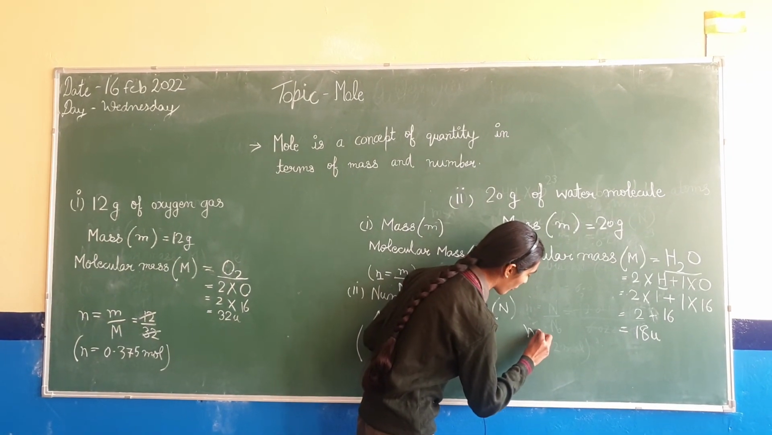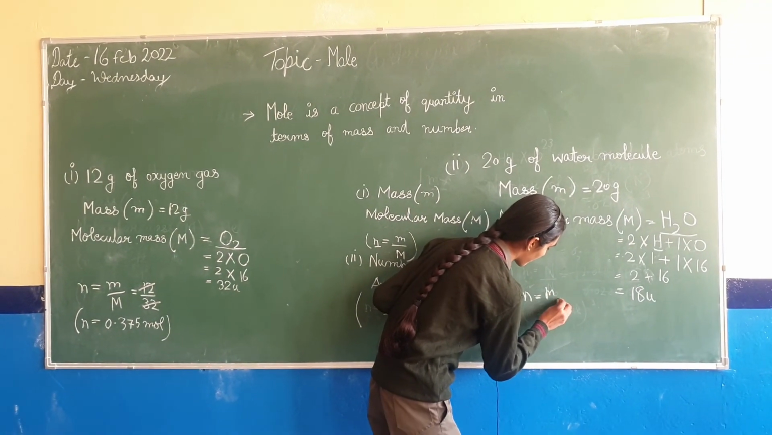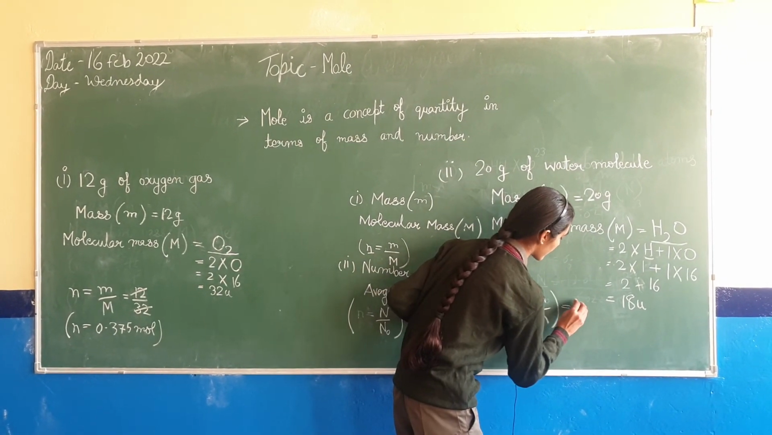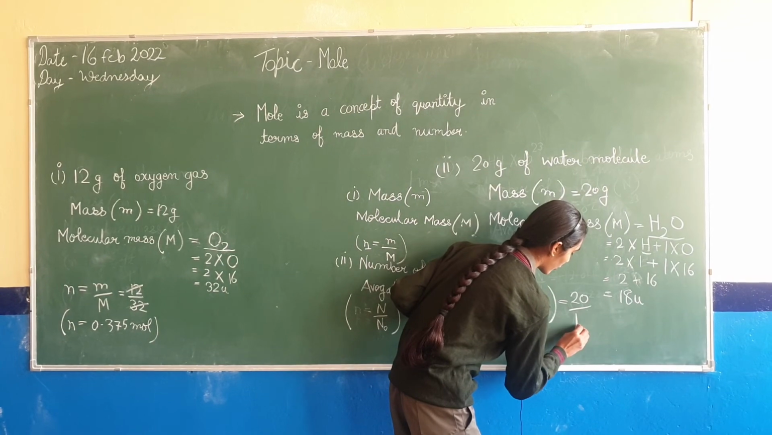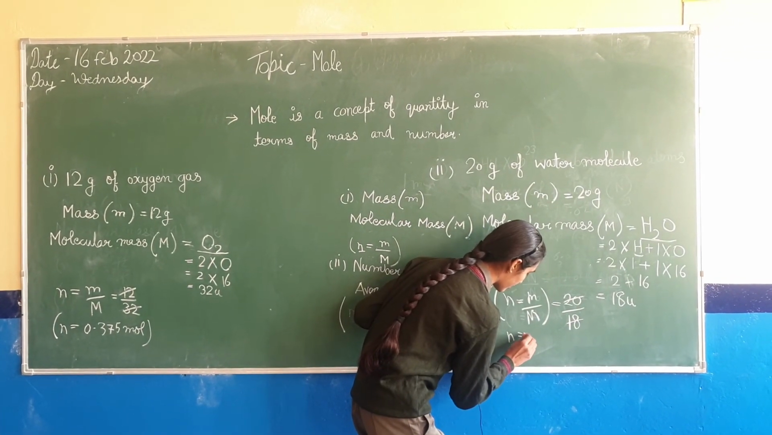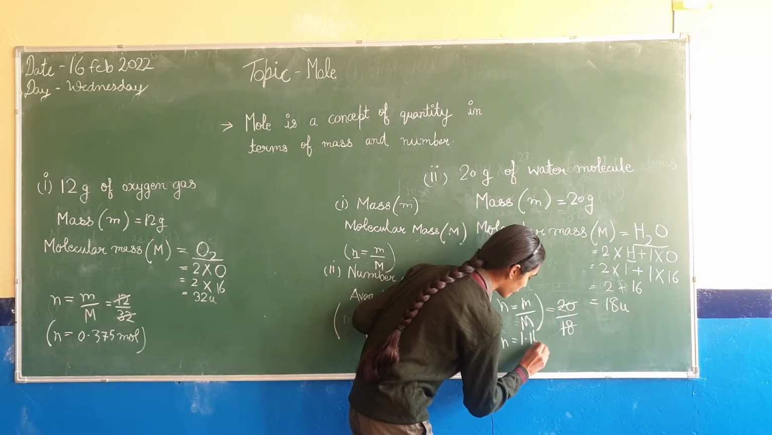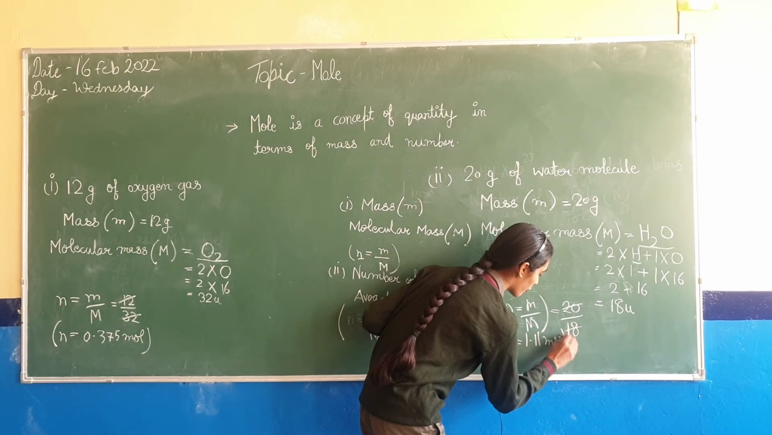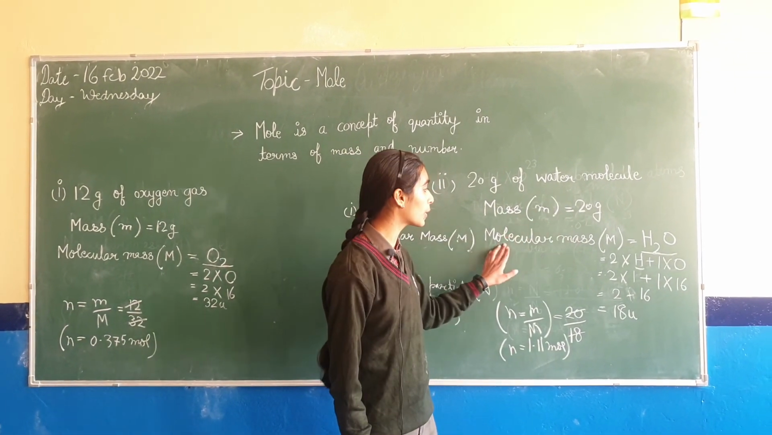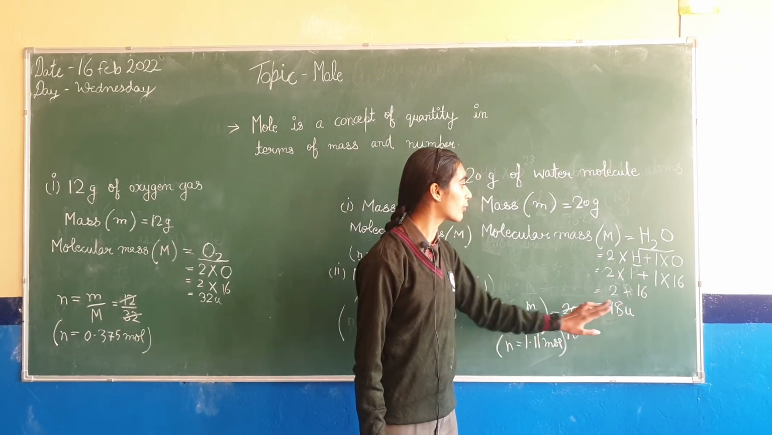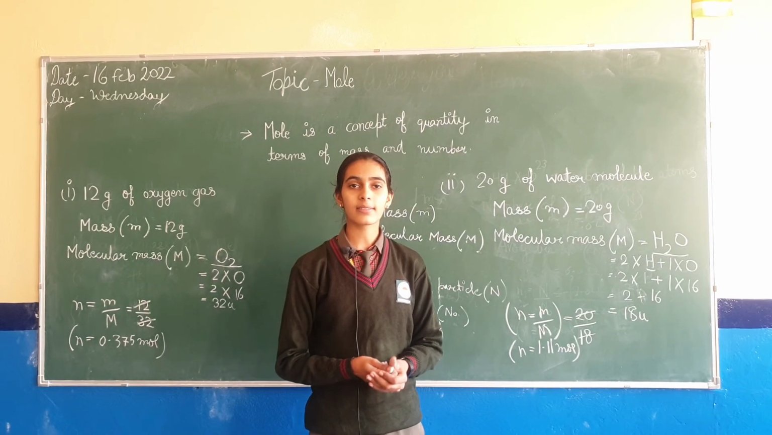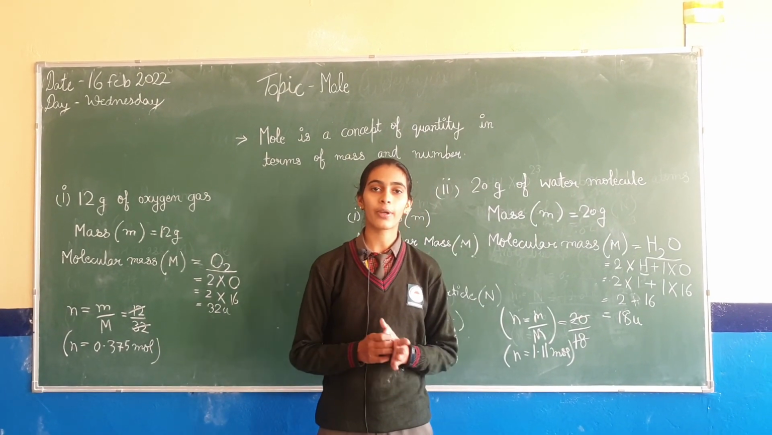Let's apply our formula. N is equals to mass divided by molecular mass. Mass is 20 gram and we find molecular mass of water is 18. After calculating this, we get our answer 1.11 mole. This is the number of mole in this numerical. Here mass is given 20 gram, molecular mass is 18 unified of water molecule, and we calculate number of mole by the formula mass divided by molecular mass, that is 1.11 mole.